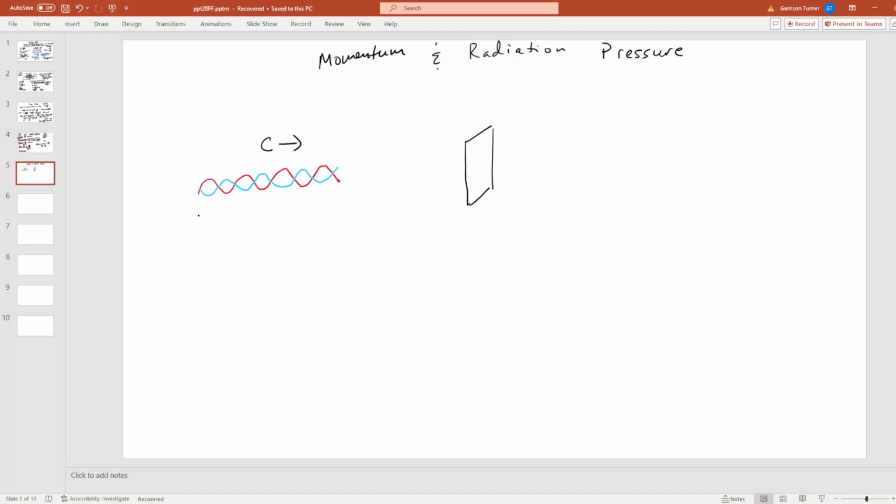Okay, so imagine I have a beam of light. The red represents my electric fields, and the blue represents my magnetic fields. They're just oscillating and self-inducing one another, traveling to the right with speed c. And they're going to hit this surface.